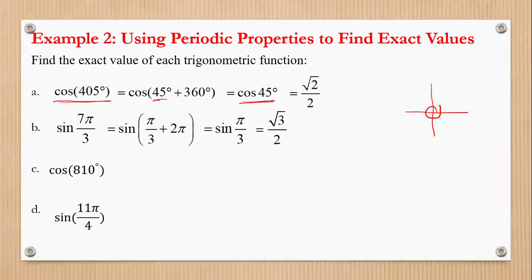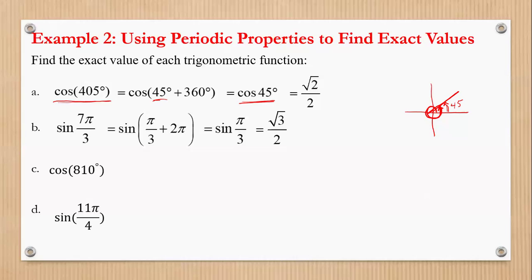Because the 45 degree angle is this angle in the first rotation, and 405 is this angle. But the sine and cosine are exactly the same. It doesn't matter whether we have 405 degrees or 45 degrees, because they are in the same location on the coordinate plane. And I know that the cosine of 45 degrees is root 2 over 2, which means that the cosine of 405 degrees is also root 2 over 2.